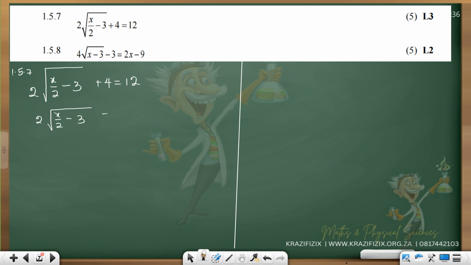So we have 2x over 2 minus 3. 12 minus 4 would give us 8. Can we divide both sides by 2? X over 2, that will give us a 4. Can we then square both sides? Just take it step by step. What do we have? Root of x over, no, the root goes. Just trying to rush.